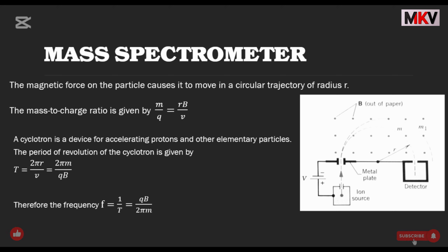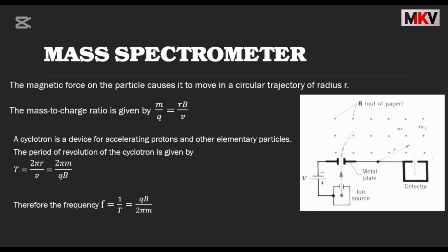Since this principle is used in the cyclotron, we now look at a cyclotron, which is a device for accelerating protons or other elementary particles. The period of revolution of a cyclotron is given by T equals 2 pi r over v. We can simplify the equation to make it 2 pi m over q times B.